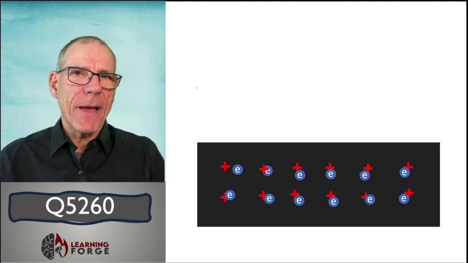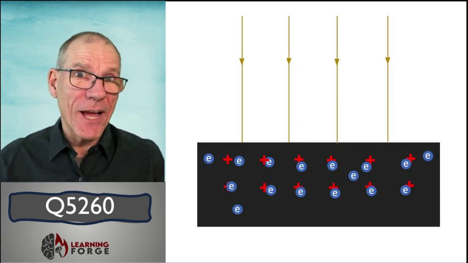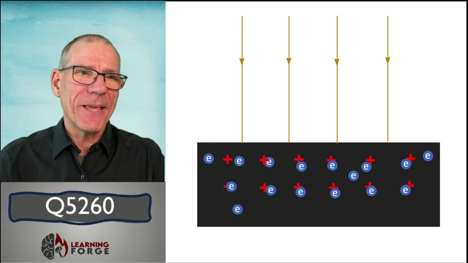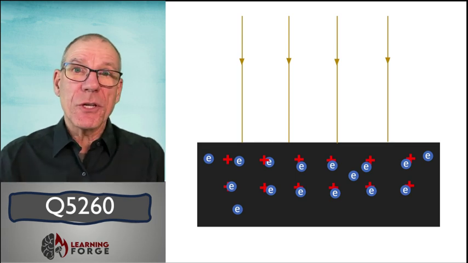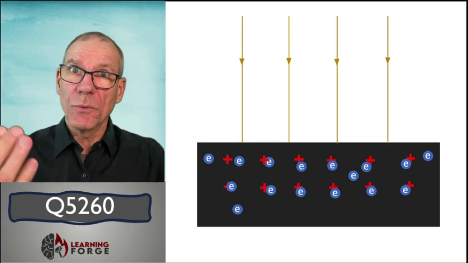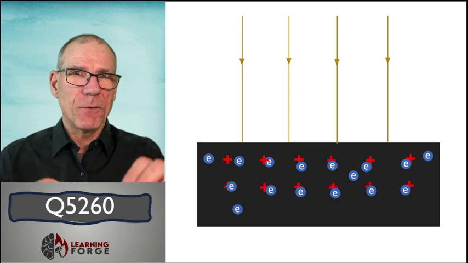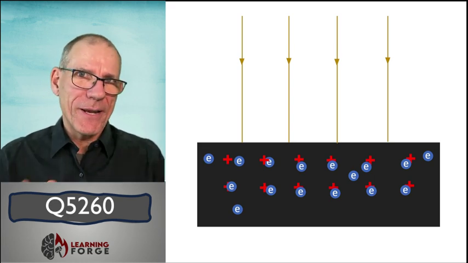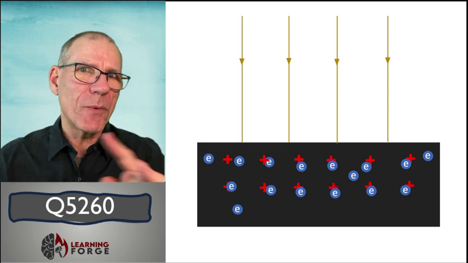So let's now make the plate negatively charged. To do that, we're going to add some extra electrons to it. Now we've got these extra electrons, and you can see there's an electric field pointing towards the plate, since it's negatively charged. That's the force on a positive charge. Remember, it's the opposite direction for force on a negative charge.